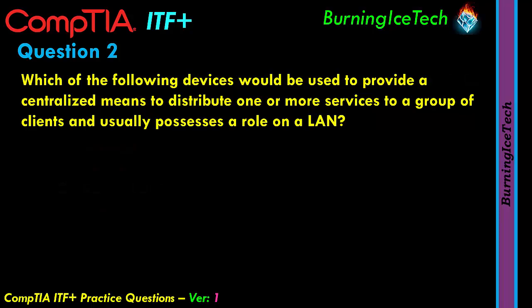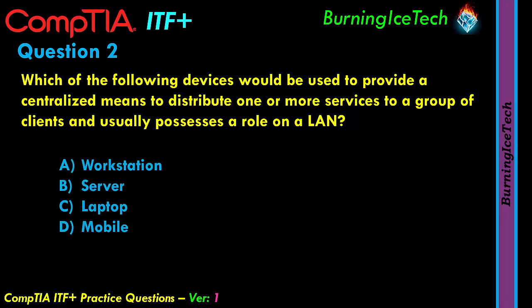Question 2. Which of the following devices would be used to provide a centralized means to distribute one or more services to a group of clients and usually possesses a role on a LAN? All right, now let's look at answer A, a workstation. So that's normally going to be a desktop computer in most cases. It could be a laptop, but generally when we say workstation, we mean desktop.